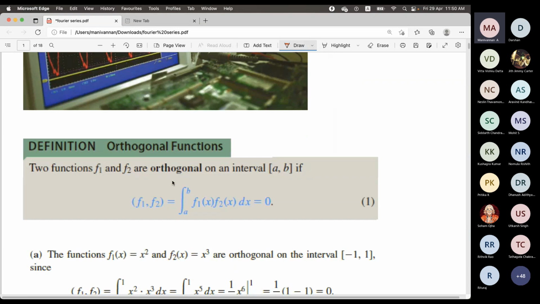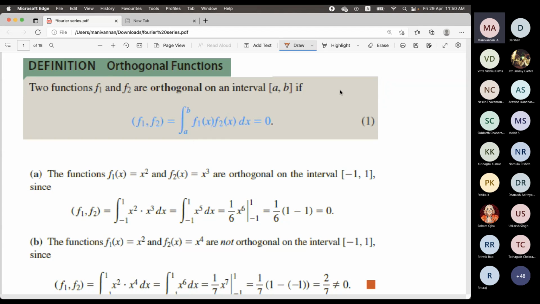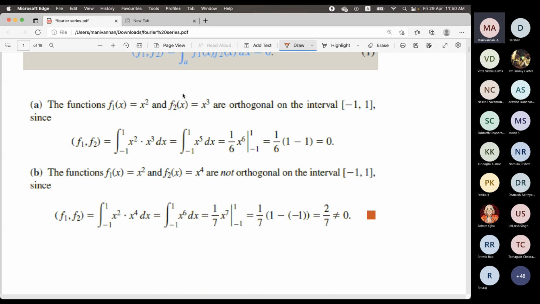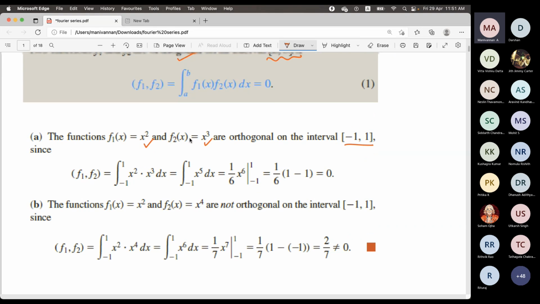Okay, see here, orthogonal functions: I integrate two different functions, and if that integral over the interval is 0, then those functions are called orthogonal. For example, consider the function x square and the function x cube in the interval -1 to 1. Actually it is an odd function, so definitely the integral from -a to a is 0. Is it clear? So the functions x square and x cube are orthogonal.